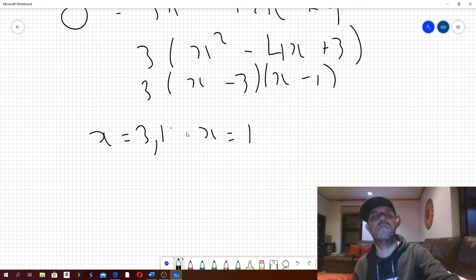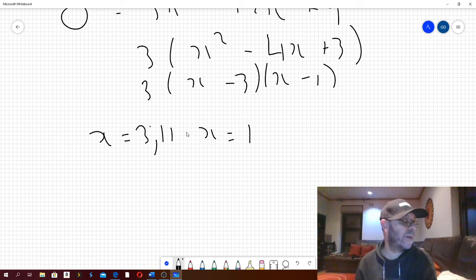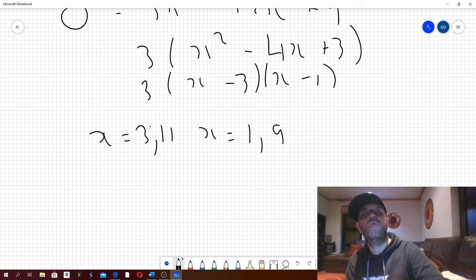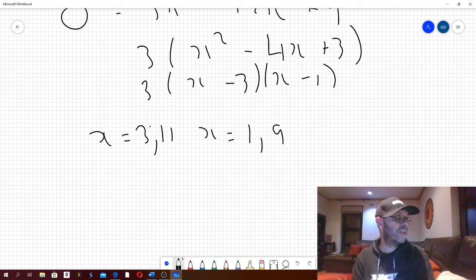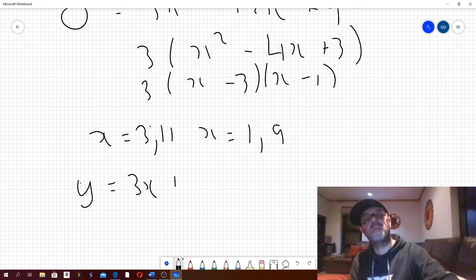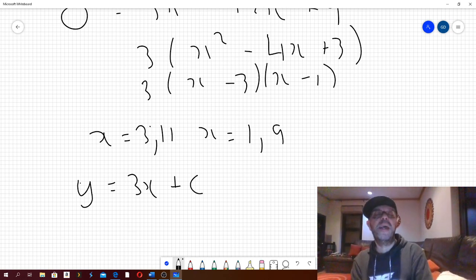Okay, so there's 3, 11 is one of the points. If I put in 1, I get x cubed, which is 1, minus 6 plus 12. So 1 minus 6 is minus 5, plus 12 is plus 7, plus 2 is 9. So there we go, 1, 9 is the other point at which the tangents occur. Okay, now I've got to get the equations of the tangents. Both of these will have to have a gradient of 3, so we know that our formula is y equals 3x plus c. Okay, and we can use the 2 points to put them in here.